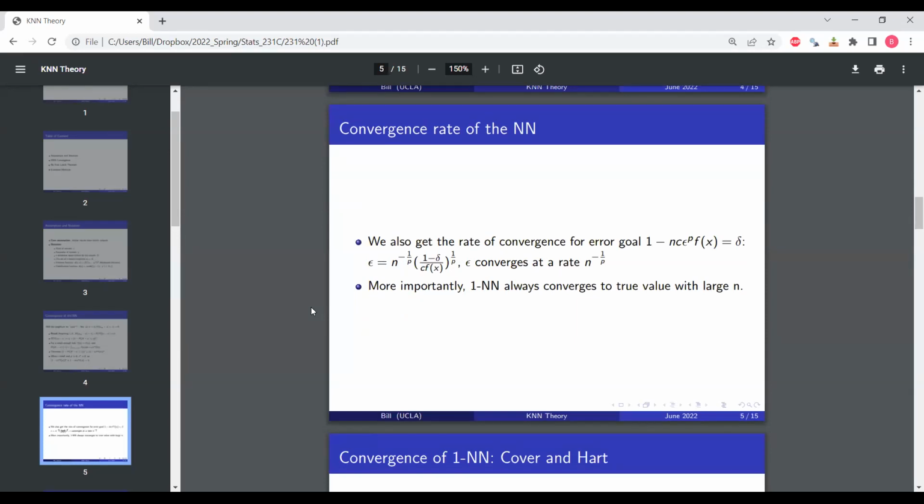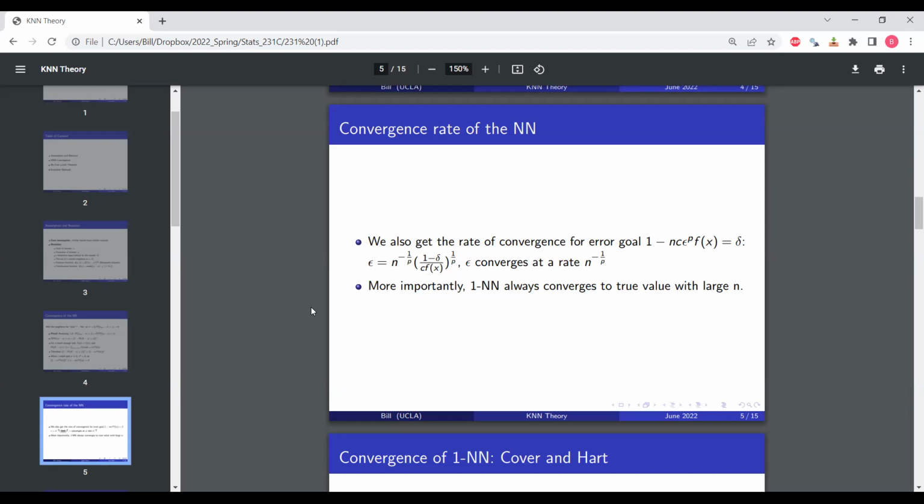So looking at the previous function, we can also get a rate of convergence for the error. If we set the error to a certain goal, for example delta, then we can just do some really basic algebra, reassign variables, and we get that epsilon equals n to the power of -1/p times some other stuff. And what this means is that epsilon converges at a rate of n to the power of -1/p.